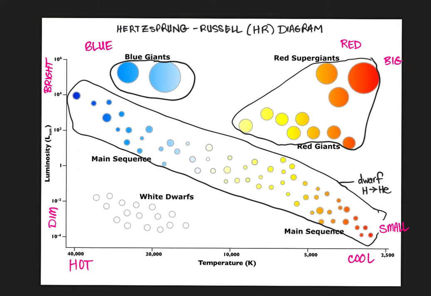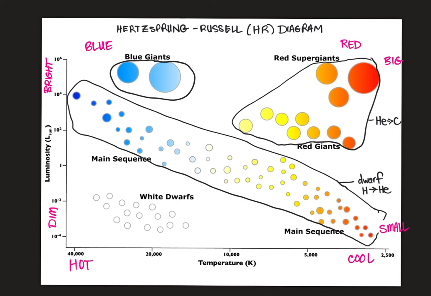Now, remember that your red giants and your red supergiants, these are stars that are in the last stages of their life. They're close to death. And they are fusing maybe helium to carbon. They may also be fusing carbon to iron, like everything up to iron.